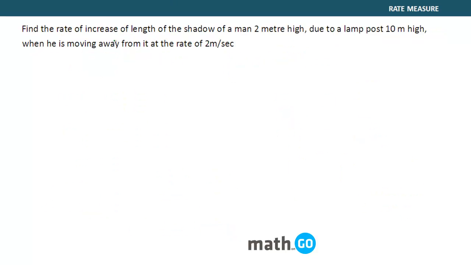Okay, now let's take the other problem. It says find the rate of increase of the length of shadow of a man 2 meter high due to a lamppost 10 meter high when he is moving away from it at the rate of 2 meter per second.